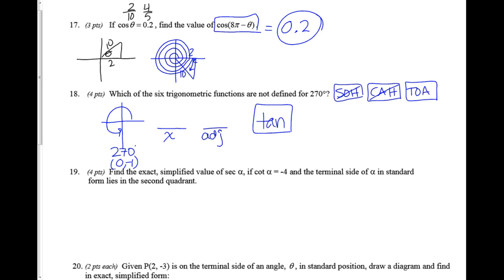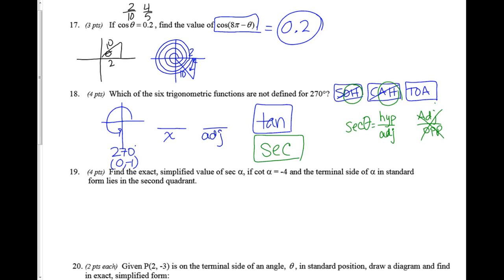Now, let's also look at the reciprocals. If I had flipped over the sine, I would have hypotenuse over opposite. That doesn't involve the adjacent. If I flip over the cosine, I have the hypotenuse over the adjacent. That would be the secant. So my secant is also going to be undefined. If I flip over the tangent to get the adjacent over the opposite, that's going to be fine because now the 0 is on the top. So just the secant and the tangent are undefined for 270.